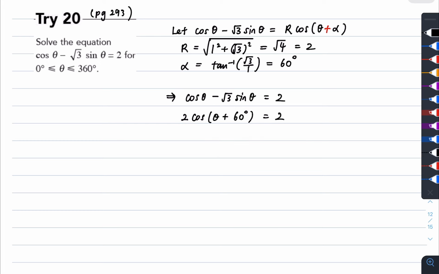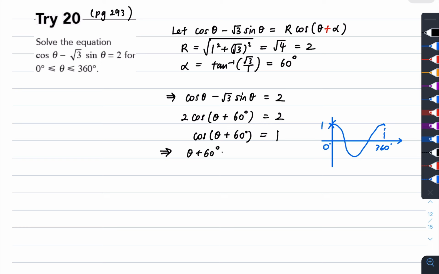So let's remove the 2 first. I will have cos of this angle plus 60 equals 1. So what about when cosine is 1? 1 is actually a very special angle where we need to start to consider the graph. When this is 1, I need to think of 0 degrees, and I also need to think of 360 degrees, just in case. So theta plus 60 degrees is going to be equal to 0 degrees, or theta plus 60 degrees is going to be equal to 360 degrees, based on this trigo graph over here.